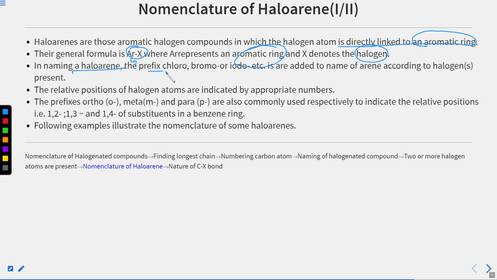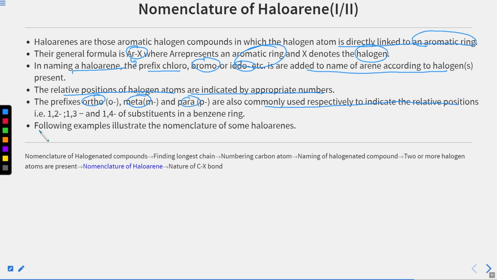In naming a haloarene, the prefix chloro, bromo, iodo, etc. is added to the name. Again, we will add the prefix chloro, bromo, iodo, and the relative positions of the halogen atoms are indicated by appropriate numbers. The prefixes ortho, meta, para are also commonly used. So this is the common system of naming, ortho, meta and para. But this is very important: you will not see 1,2, 1,3, 1,4 in the case of benzene. You will always see ortho, meta and para. So you should be very clear about it.